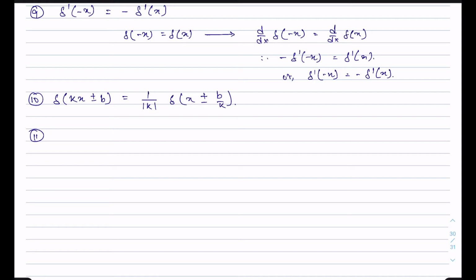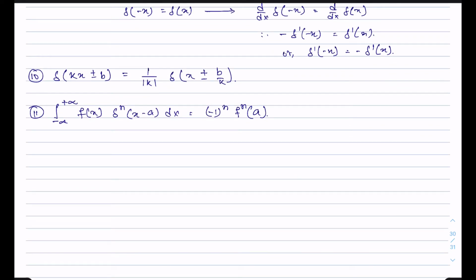So our next property is the derivative of the delta function. This property is integration from minus infinity to plus infinity of f of x times the nth order derivative of the delta function, delta of x minus a, dx, is equal to minus 1 to the power n times the nth derivative of the function f at x equals a. So this is really a very important property.